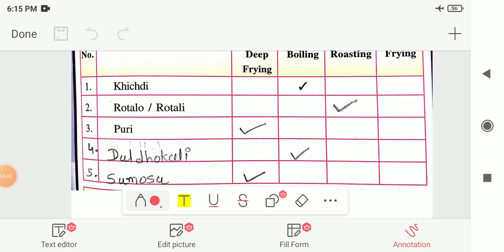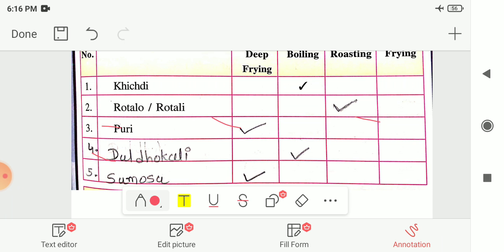Here you can see that for rotlo or rotli, we are using the roasting method to cook it. We are roasting this on the flame of the stove. Next is puri. To cook this puri, we are using deep frying. We are frying the puri in the oil, so the method used to prepare this puri is deep frying.